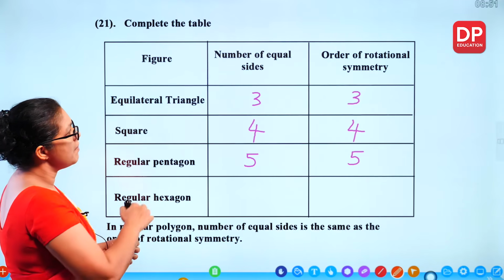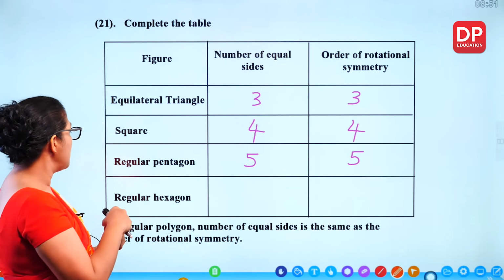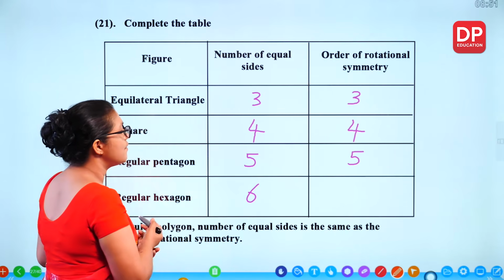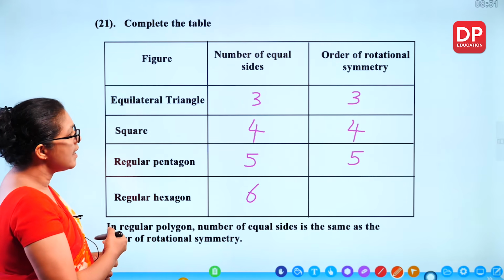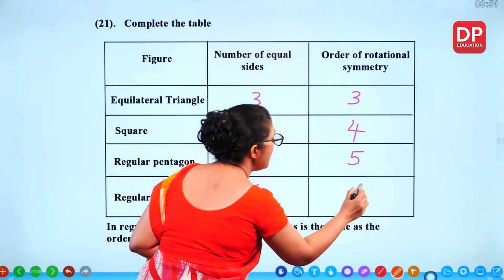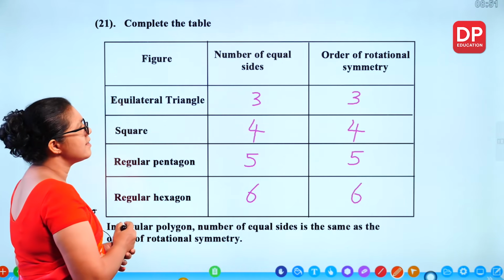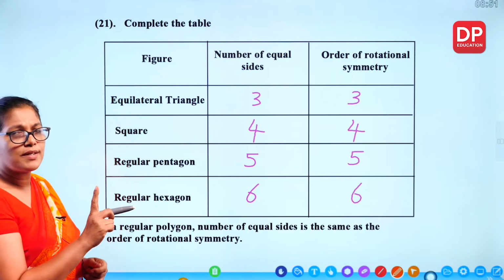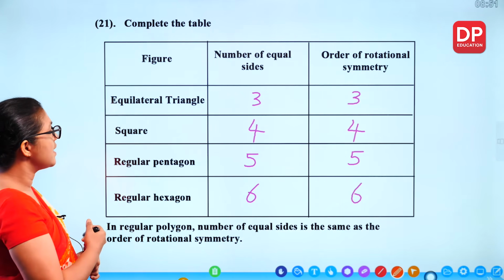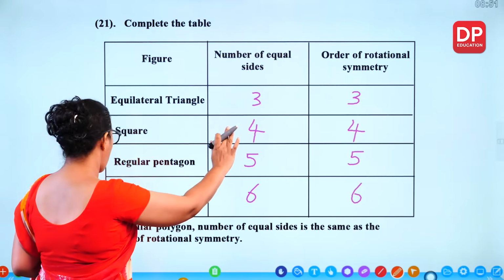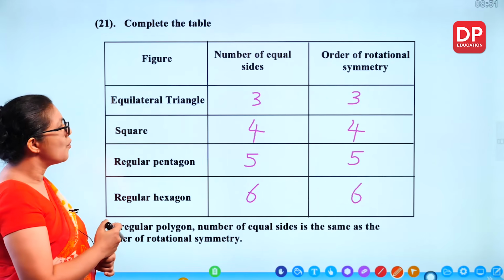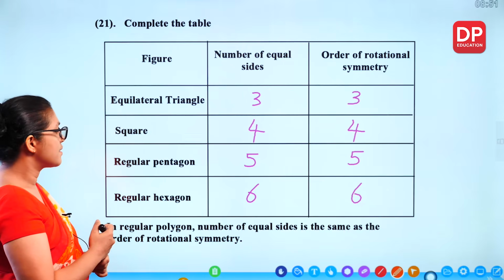Order of rotational symmetry 5, 5 times you get the same figure. Regular hexagon, 6-sided figure, all sides are equal, and you get order of rotational symmetry 6. Look at this table. What do you observe? In a regular polygon, the number of equal sides is the same as the order of rotational symmetry. Only for regular figures.